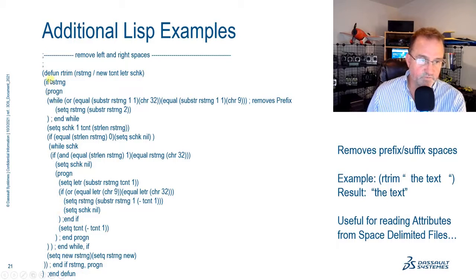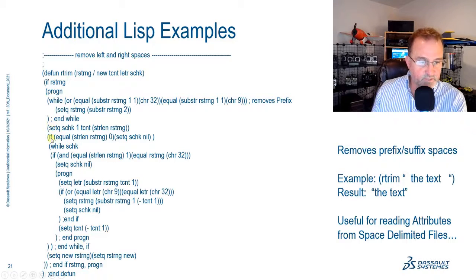So if you look at this function, I start it with an if statement. If that string has a value, then I'm going to run this first progn, which is: while I can identify that the first character is either a character 32, which is a space, or a character 9, which is a tab, then just substring this, reduce it by starting at the second character. And notice it's a while loop. So it just runs through that, checking the first character to make sure it's a space or tab.